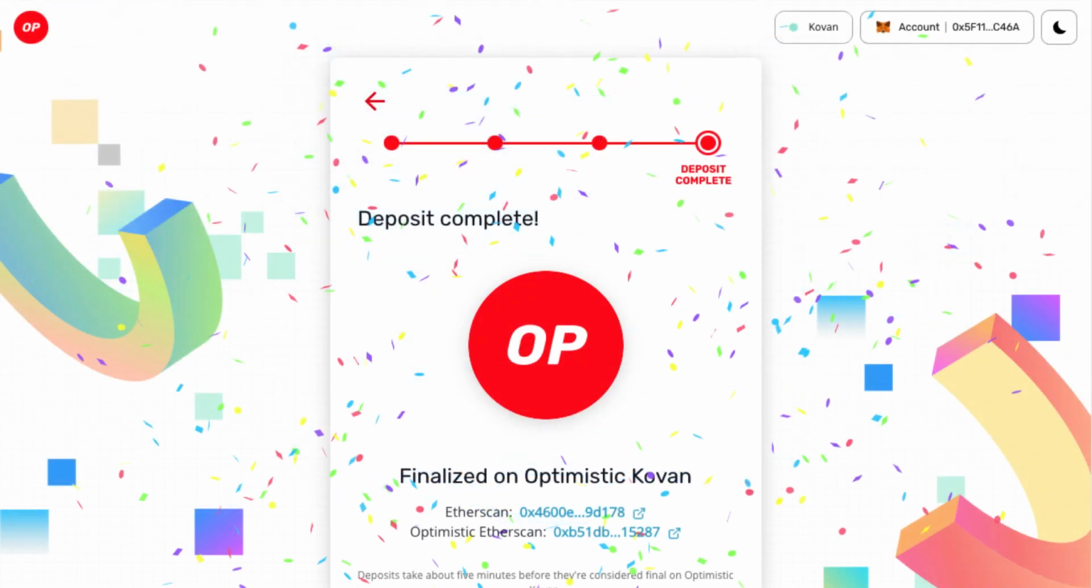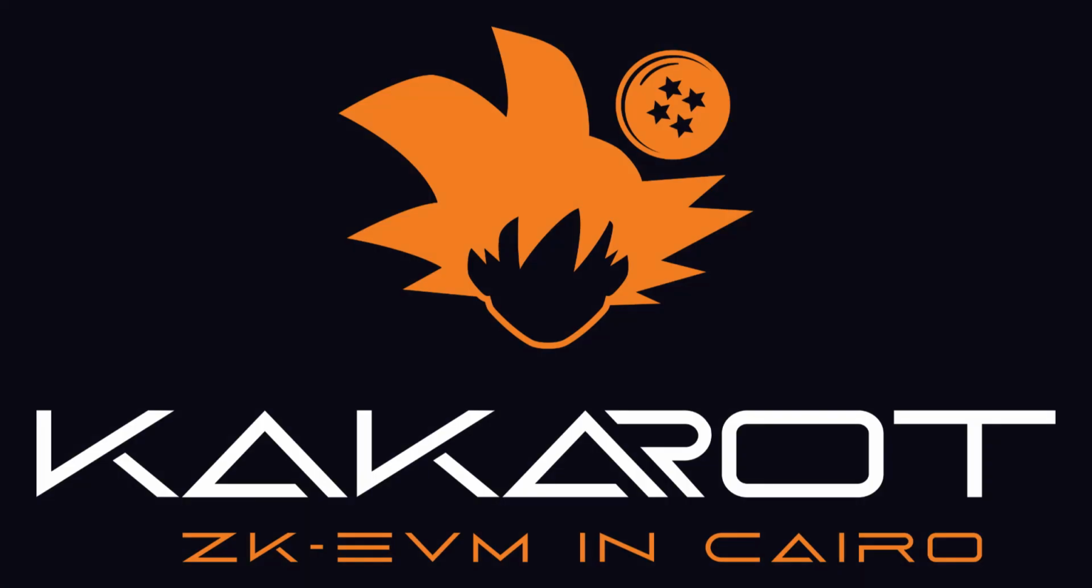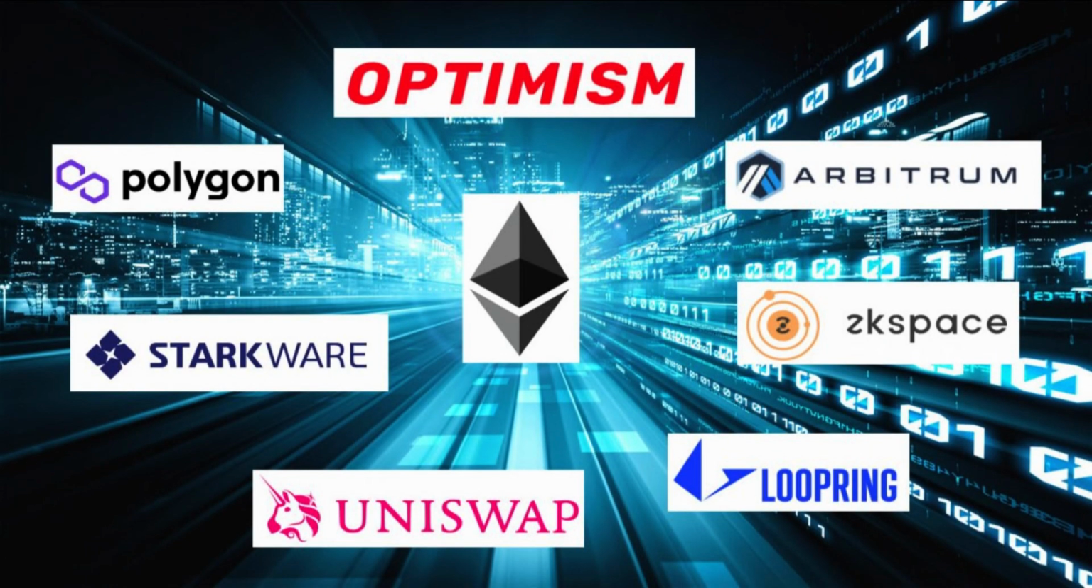With layer 2 scaling, a user could have an account on Optimism if they are a member of a DAO that exists there, a ZK Sync account if they are holding a stablecoin in a system there, and even a Kakarot account if they tried an application on it.